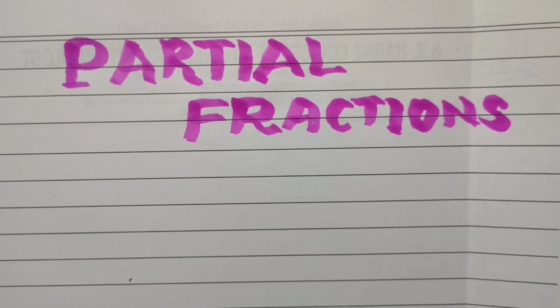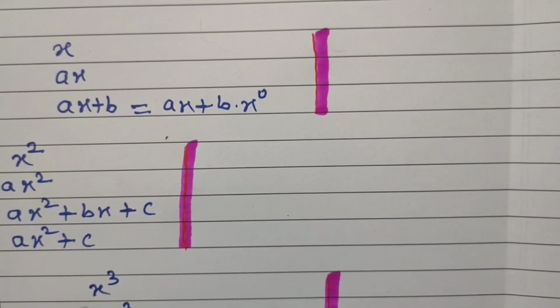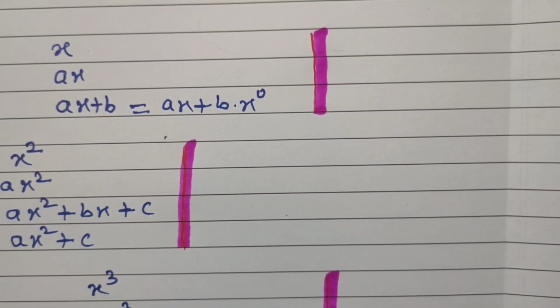Next part is we must know about rational function, proper rational function, and improper rational function. As well as we must know reducible quadratic factor and irreducible quadratic factors. Let us study about some polynomials.